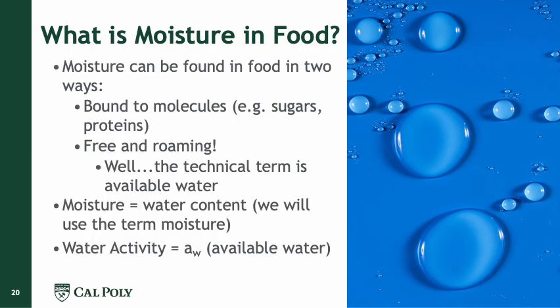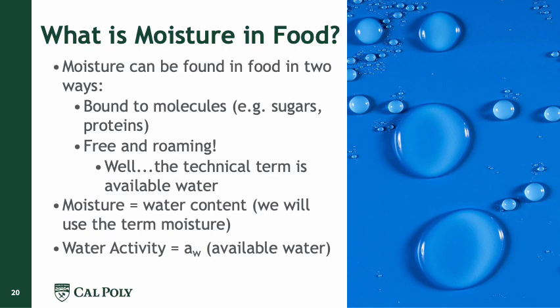So as I mentioned before, all food has water and moisture. We could say that we can find it in two ways. One of them would be bound to molecules, like sugar, proteins, and carbohydrates, and the other is free. We will call this free water, available water. We're going to define two terms that are very important.